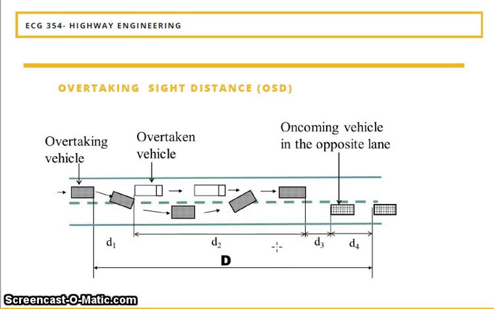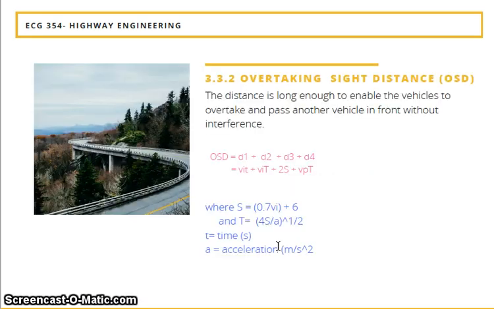So OSD, overtaking sight distance, equals the distance D1 plus the distance D2 plus the distance D3 plus the distance D4.